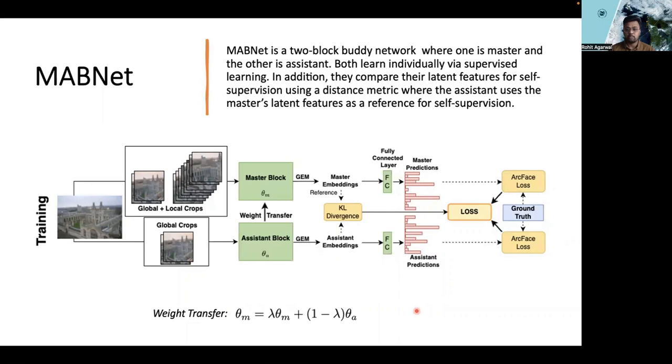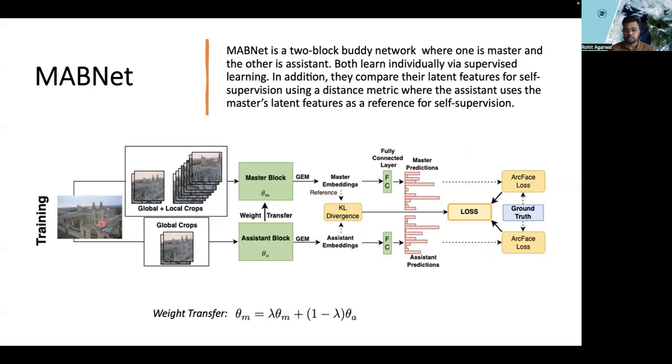MabNet is a two-block buddy network where one is a master block and the other is an assistant block. Both master and assistant blocks are ViT based. Both learn individually via supervised learning using ArcFace loss. In addition, they compare their latent features for self-supervision using a distance metric, that is Kullback-Leibler divergence loss, where the assistant uses the master's latent feature as a reference for self-supervision.